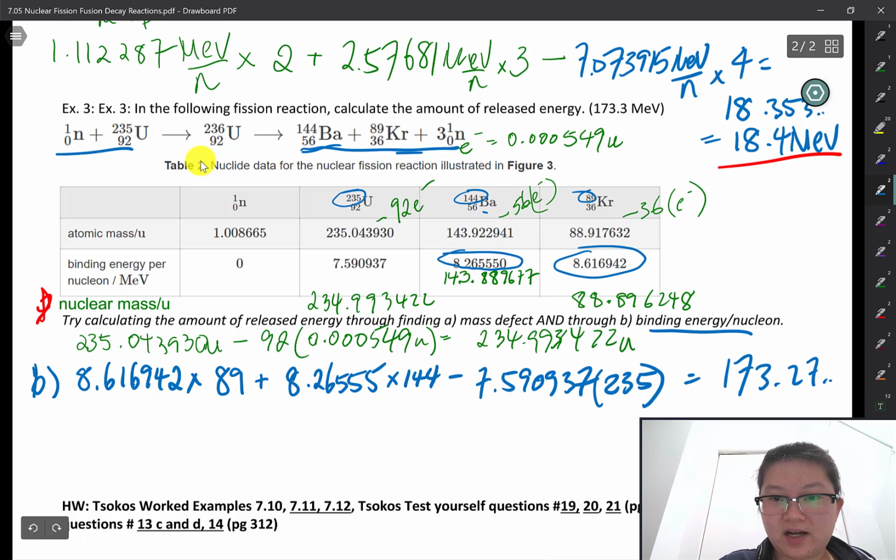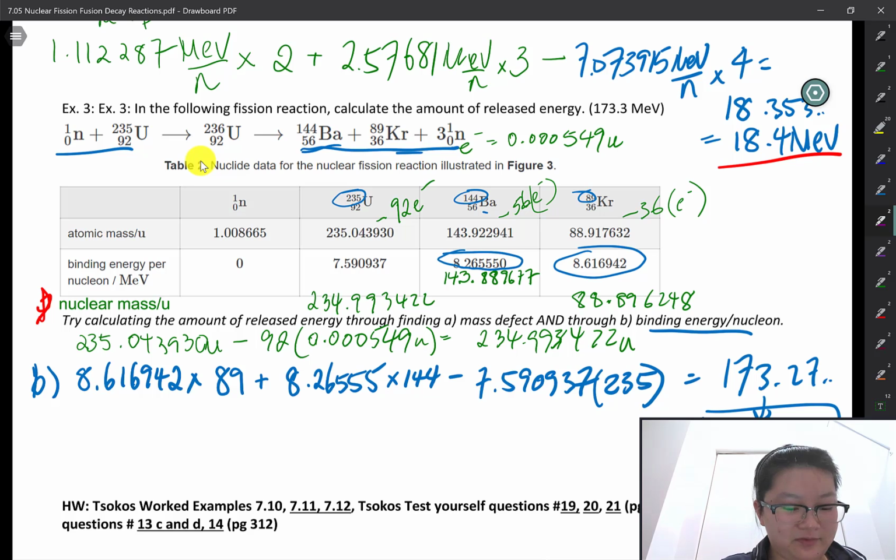Rounding up to 4 sig figs, 173 mega electron volts is probably sufficient. Okay, so that's using the binding energy method. Up next, I'm going to use the mass defect method.